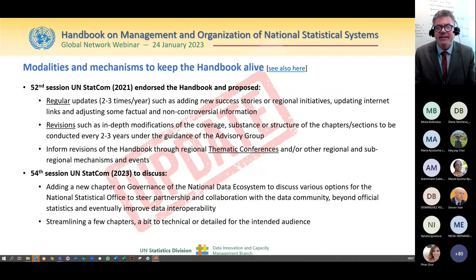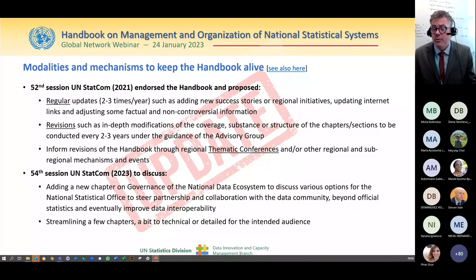And the way we do that, and this is an important point, is how do we get the information? How do we get the input so that we can revise this handbook? There, the Statistical Commission told us that we should continue as much as possible with what we call the thematic conferences. And this is exactly what Clarence mentioned before. Unfortunately, because of COVID, we had only three thematic conferences. We had one for the Caribbean, one for Asia, and one for Anglophone Africa. And after that, we had to stop.